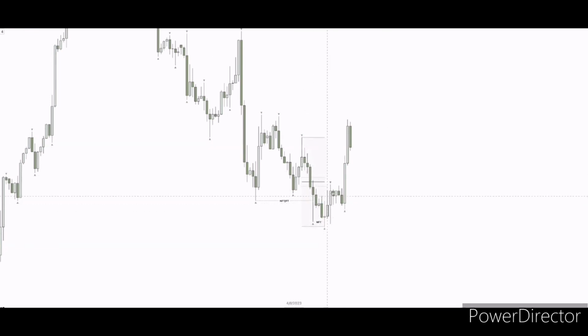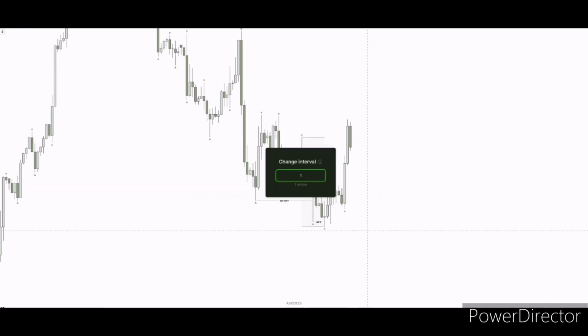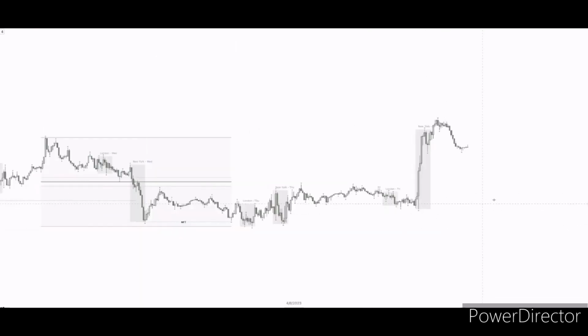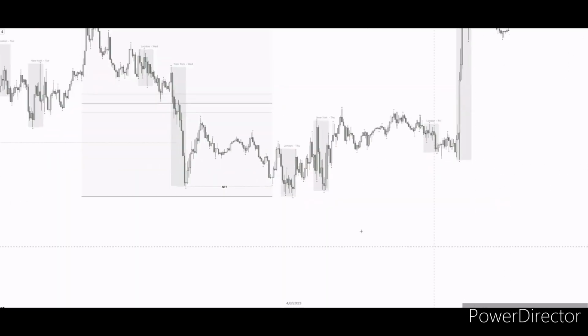So I was looking to trade in towards premium, and that was my overall bias on Euro USD throughout the last week, or the last couple of days of last week. So that's just the overall higher time frame analysis. Jumping down onto the 15-minute, let's see what's been going on.